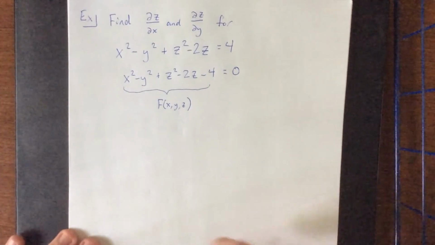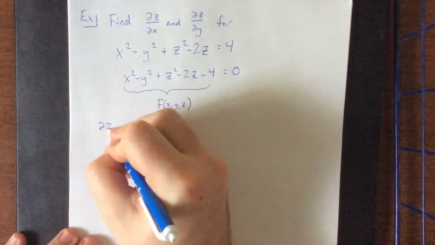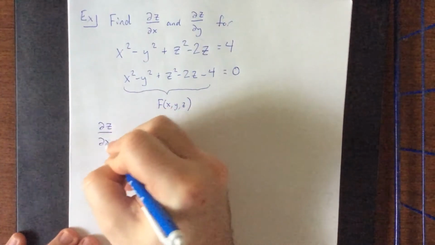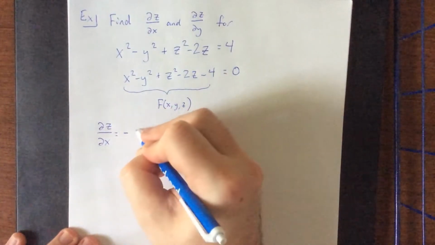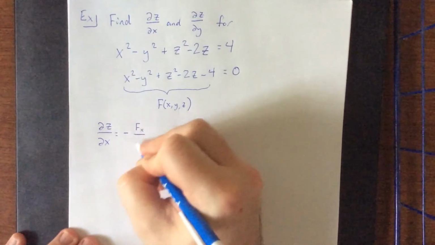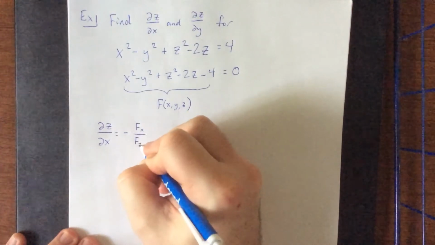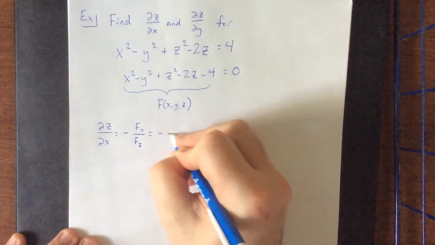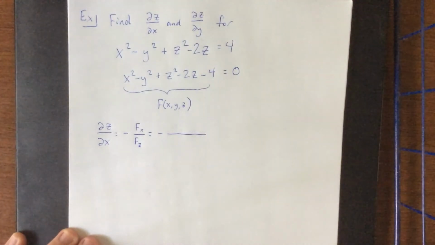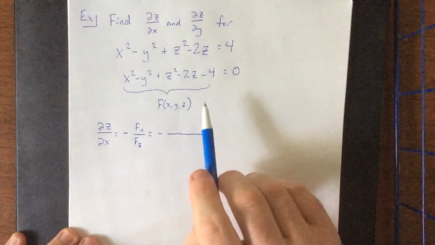Now, according to the implicit function theorem, if I'm interested in finding the partial derivative of z with respect to x, this is going to be the negative partial derivative of f with respect to x divided by the partial derivative of f with respect to z. These derivatives shouldn't be too hard to take, so let's go ahead and take them.